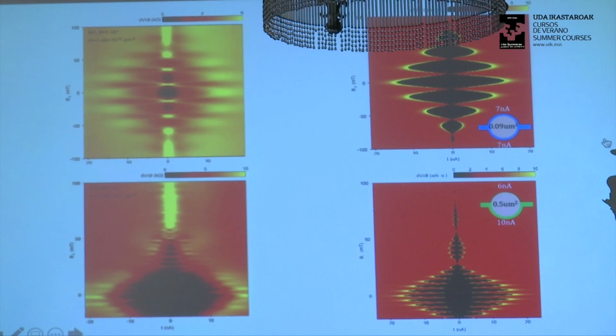Sometimes you can have zero resistance because of some reason. It happens often that people measure zero resistance. It's not automatic that that will be superconductivity, but Josephson clears any doubts if there were any.